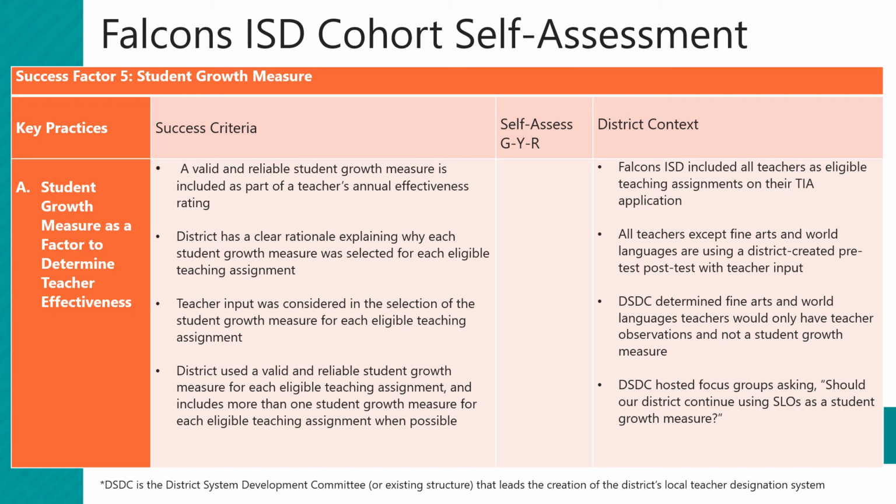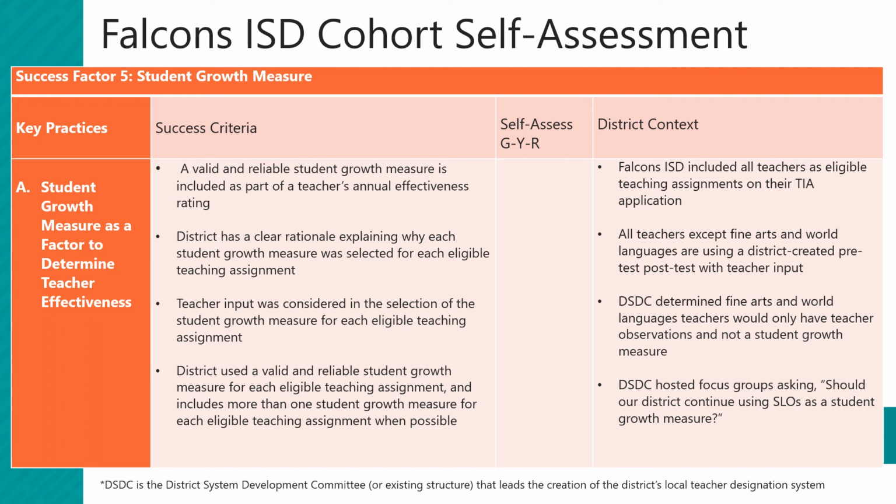We're going to start with identifying the level of readiness using green, yellow, red by looking at the success criteria and district context. Let's begin with a note. As a reminder, this is just one key practice within Success Factor 5. The level of readiness, or green, yellow, red, for this particular key practice does not impact the level of readiness for other key practices within the success factor and others.